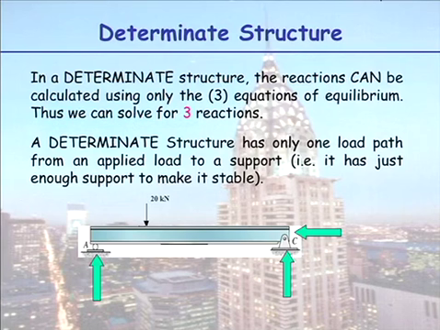So what I'm going to teach you now only applies to determinate structures. If we put extra support in there, we won't be able to calculate the reactions. A determinate structure has only one load path, from an applied load to the support. If I take support A away, this system will fail. If I take support C away, the system would fail. So a determinate structure, three unknown reactions.